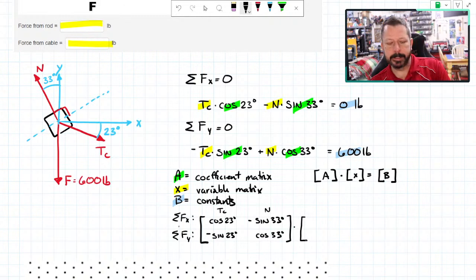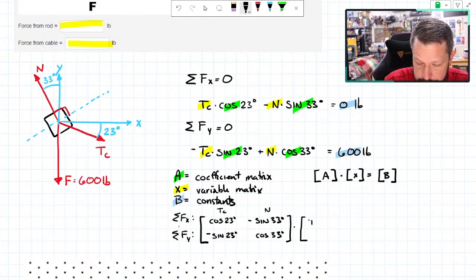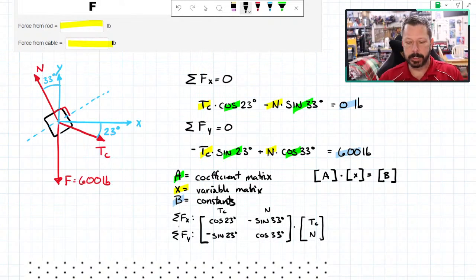So see how I wrote TC and N up above those columns? This is those variables in that order. So TC is first, N is second, but it's a vertical matrix, not horizontal.